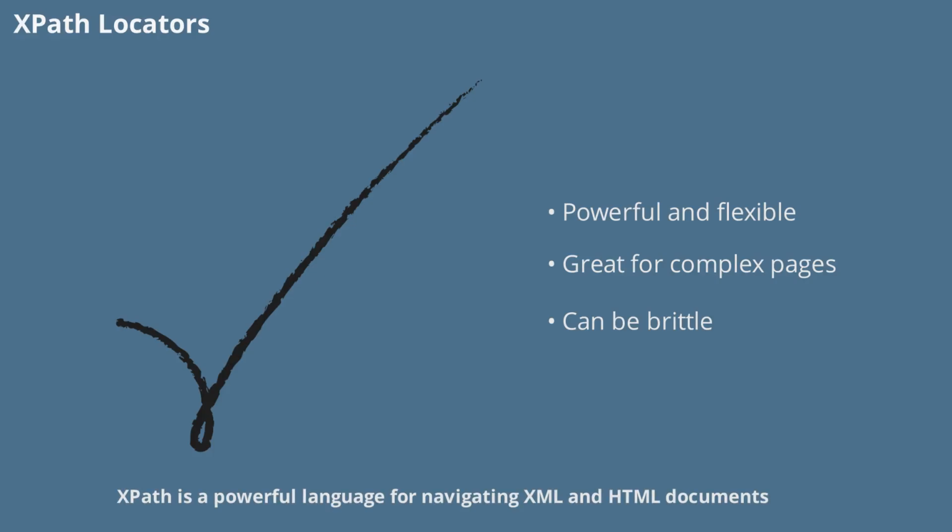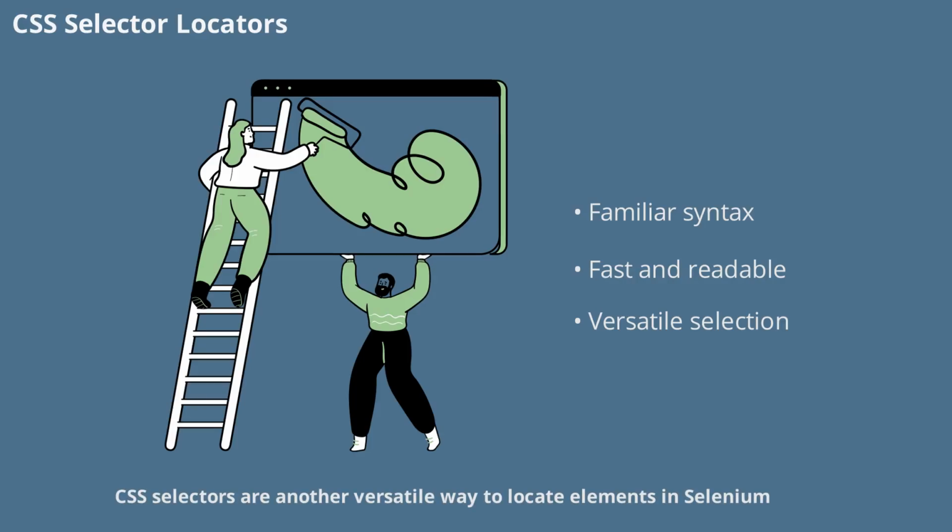XPath is a powerful language for navigating XML and HTML documents. Selenium's findElementByXPath method allows you to craft precise queries to locate elements, even in complex or deeply nested structures. XPath is especially useful when IDs or classes aren't available, but it can be more brittle if the page structure changes frequently. CSS selectors are another versatile way to locate elements in Selenium.